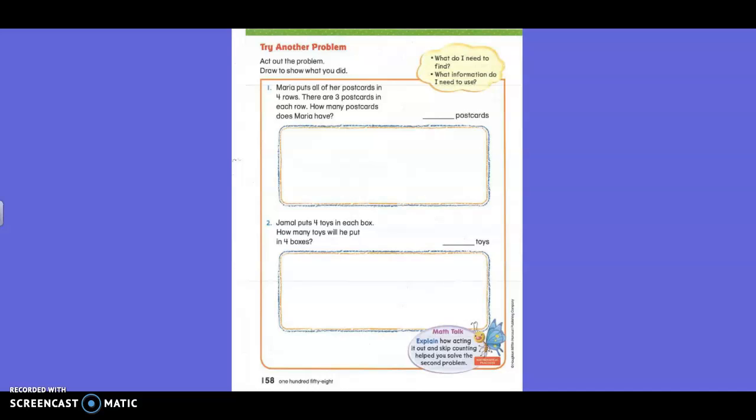Okay, we're going to act out the problem or draw to show what we did. Okay, let's read the first story problem. Maria puts all of her postcards in 4 rows. There are 3 postcards in each row. How many postcards does Maria have? Let's do our drawings. Okay, how many rows of postcards does she have? 4. So how do I draw that? 4 going down, right?